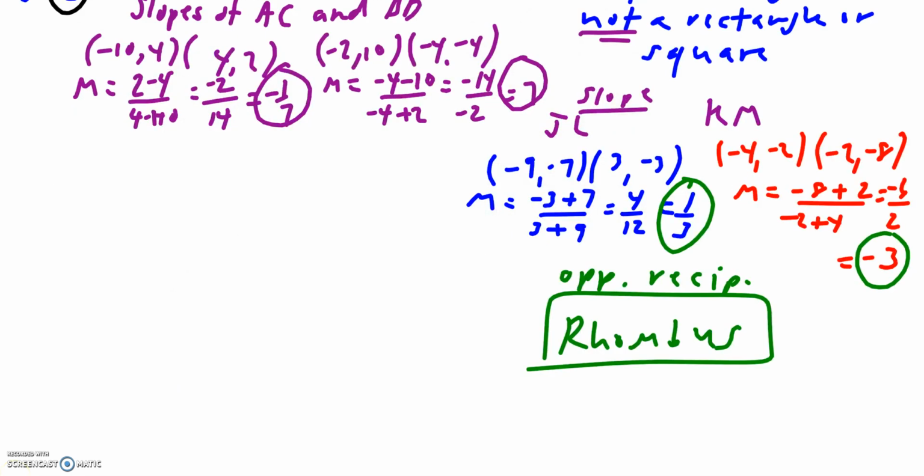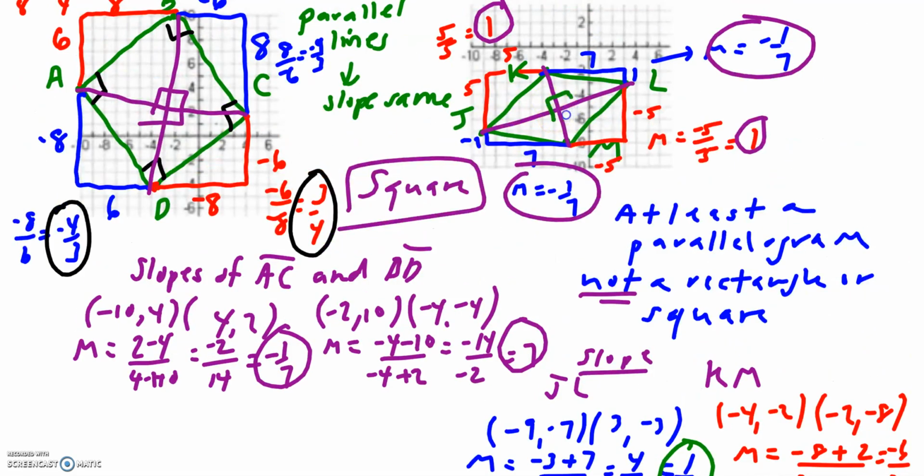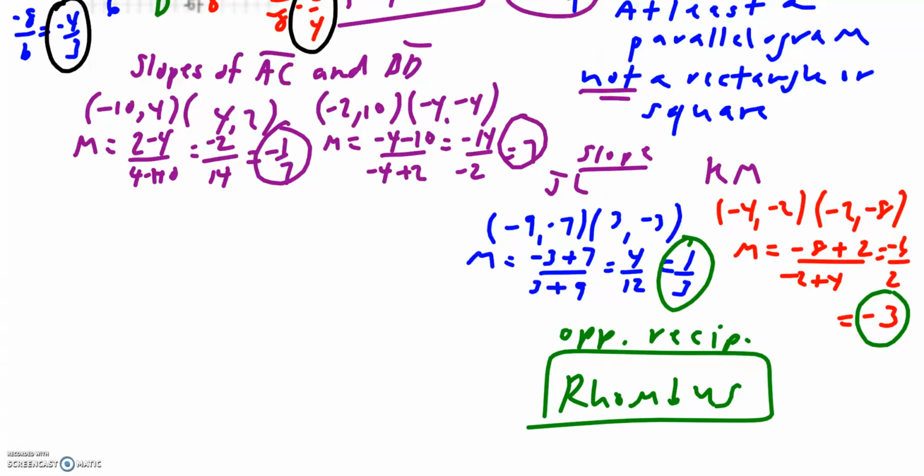All right, guys, so to come back with you, my slope of JL using the slope formula was +1/3. My slope of KM was -6/2 or -3. These two slopes are opposite reciprocals, which means that these two diagonals do indeed hit in a perpendicular fashion. So because this quadrilateral has opposite sides parallel, both pairs, and the diagonals are perpendicular, the best name for this shape is a rhombus.